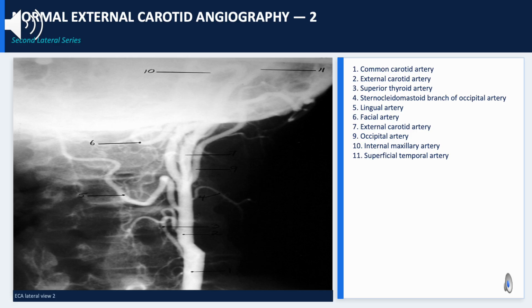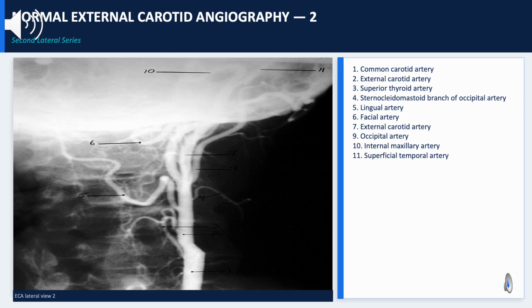This second lateral ECA angiogram reinforces branch identification with a different patient and projection angle. Compare this image with the first series. Note how the relative positions and calibers of branches can vary between individuals while the branching pattern remains consistent. The sternocleidomastoid branch of the occipital artery, 4, is an important landmark because it parallels the sternocleidomastoid muscle and is reliably visible.